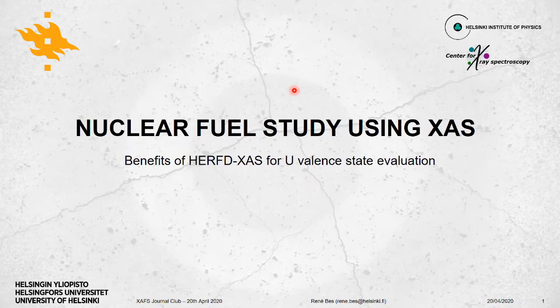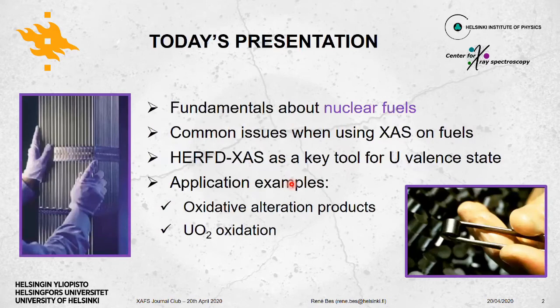I will discuss nuclear fuel study using X-ray absorption spectroscopy with an emphasis on the uranium valence state evaluation using HERFD-XAS. So today I will give you some information about what nuclear fuels are and some common issues when you are willing to use X-ray absorption on this type of material, and show that high energy resolution fluorescence detected X-ray absorption spectroscopy can be a key tool for uranium valence state evaluation in this type of sample. And I will discuss some application examples, oxidative alteration products, and uranium dioxide oxidation.